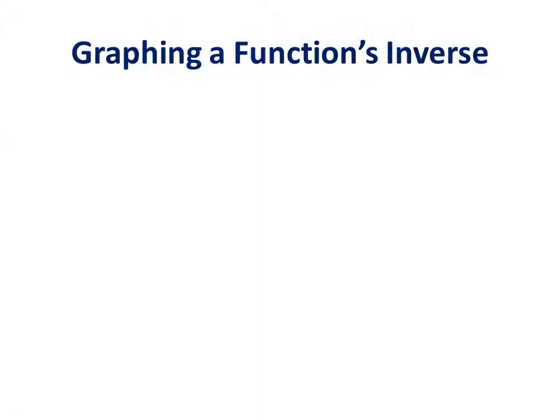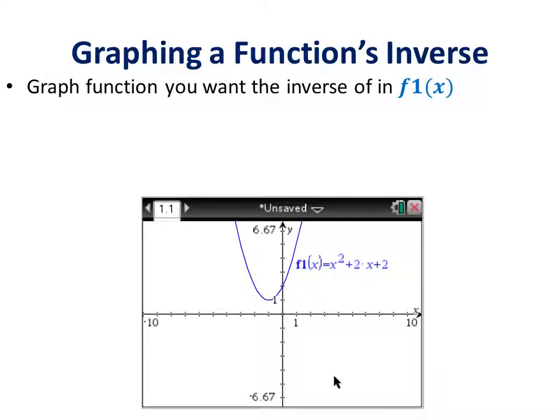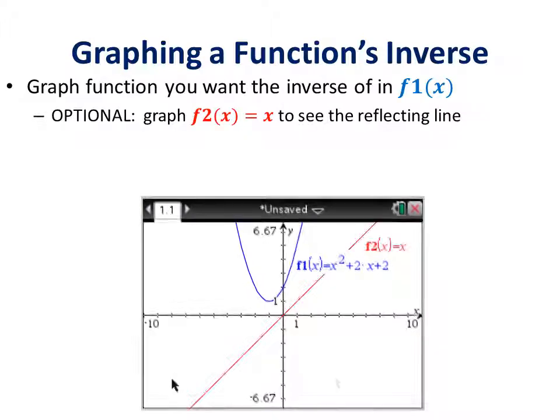One of the most common types of questions that you might see is where they'll give you an actual algebraic function, and present you with 4 graphs and ask you which of those graphs is the inverse of that function. So what you want to do is to graph the function first that they give to you. So let's just suppose it's x squared plus 2x plus 2. If you want, you can graph the reflecting line. This is totally optional, but it does help you visualize things. It's pretty quick and easy to do. Just enter x for the graph.